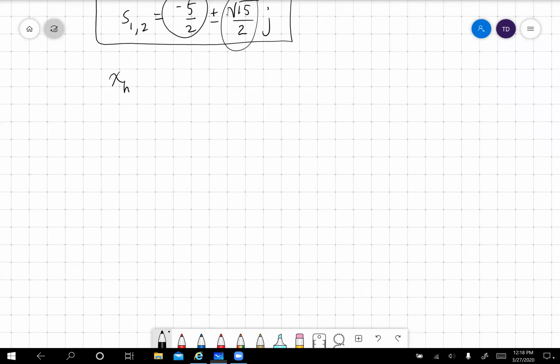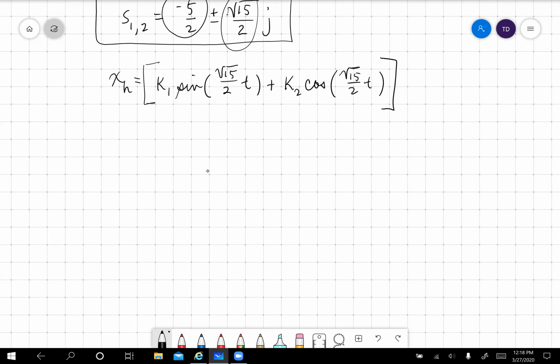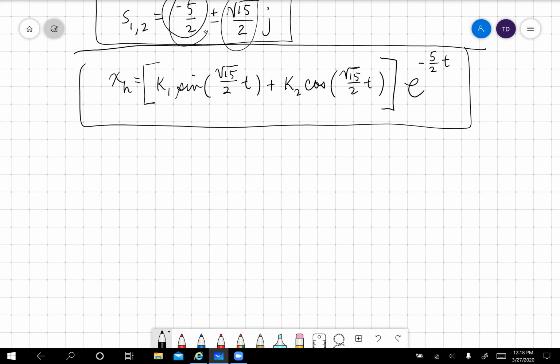So x homogeneous equals K1 sine of this ugly number. I know it's ugly. It's not an ugly number. It's beautiful. Sine of that t plus K2 cosine of the square root of 15 over 2 t, all times e to this number right there, e to the minus 5/2 t. That is the solution of the homogeneous response.